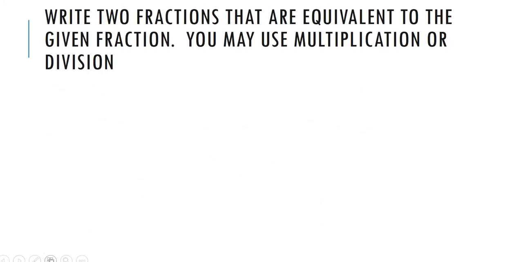So the directions say to write two fractions that are equivalent to the given fraction. You can use multiplication or division. So 4/8. I'm going to do this two different ways. I'm going to start by multiplying. 4/8 is the same as 4 times, and I'm just going to pick any number, it really doesn't matter what you multiply by, because it's always going to give you an equivalent fraction. So 12/24. 4/8 and 12/24 are equivalent.